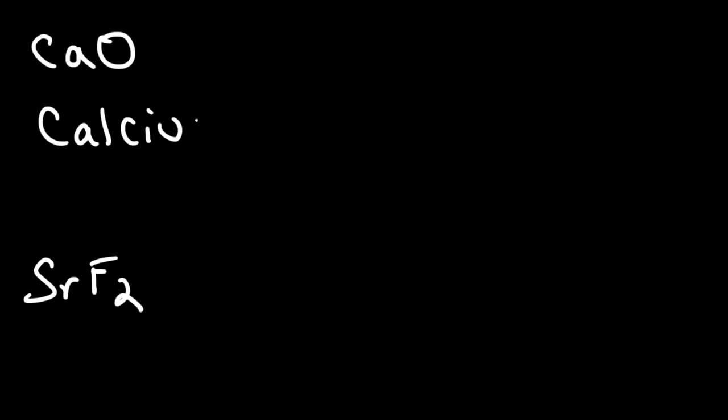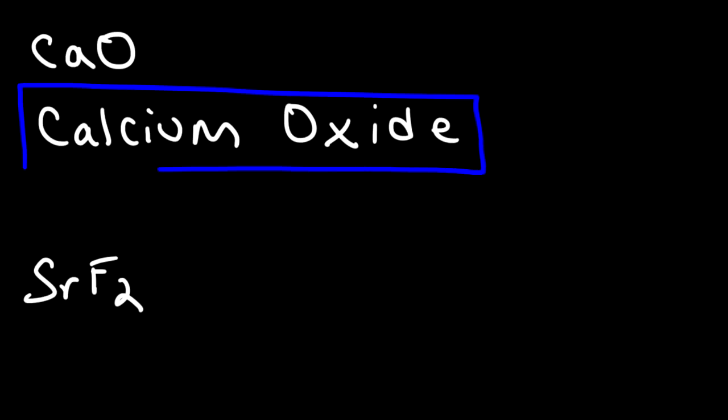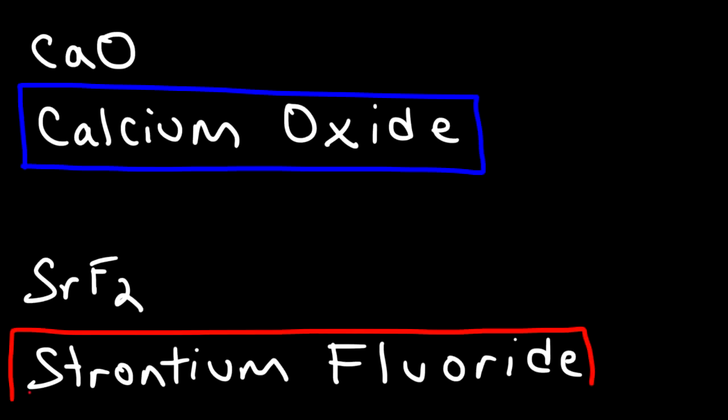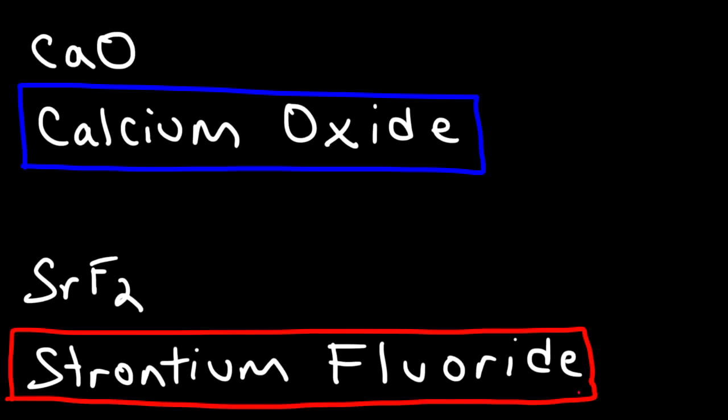Now go ahead and try these two examples. Write the names of these two ionic compounds. So the first one, Ca, stands for calcium, and O is oxygen, but we're going to add the suffix ide. So the answer is calcium oxide. For the next one, Sr stands for strontium, and F stands for fluorine, but we're going to write fluoride instead. So this is strontium fluoride. Now as you can see, naming ionic compounds is not too difficult.